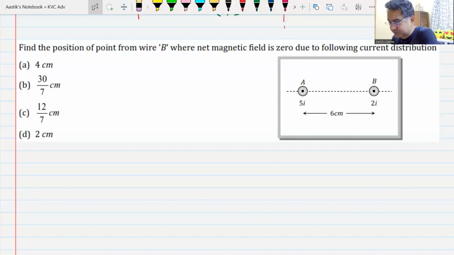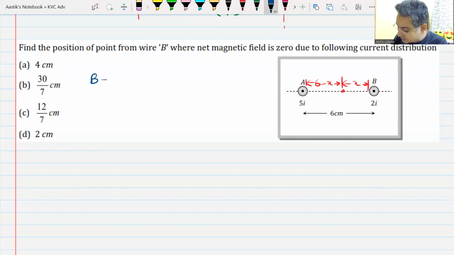So you can just call that point at a distance x from here. So this distance will become 6 minus x. The point will be somewhere in between. Yes or no? Because they carry current in the same direction. Yes, sir. Do you understand this? Yes, sir. Both the fields should cancel each other out.